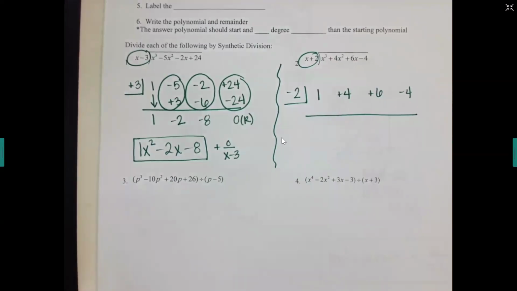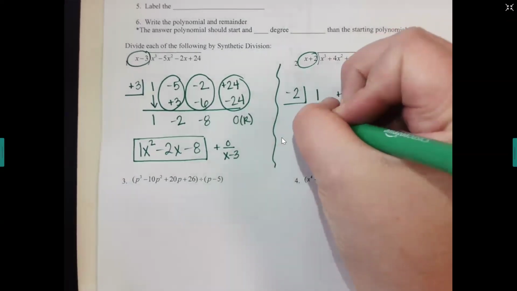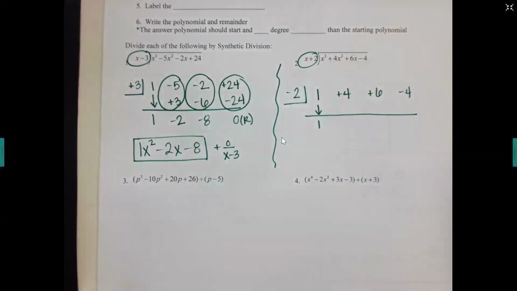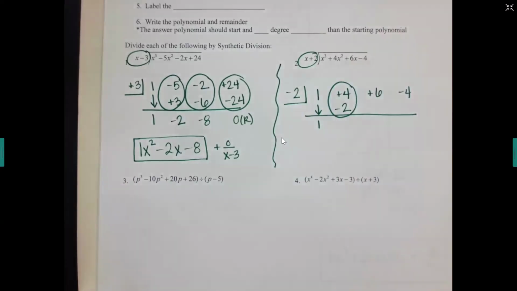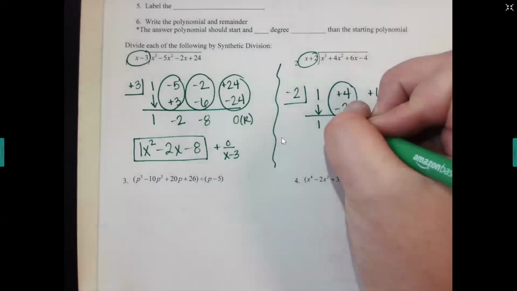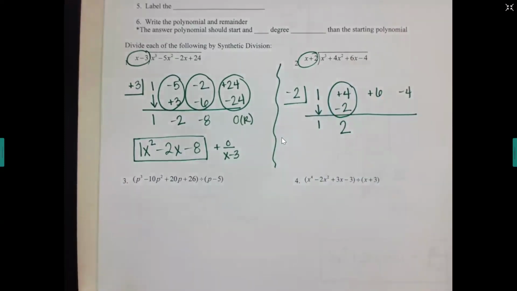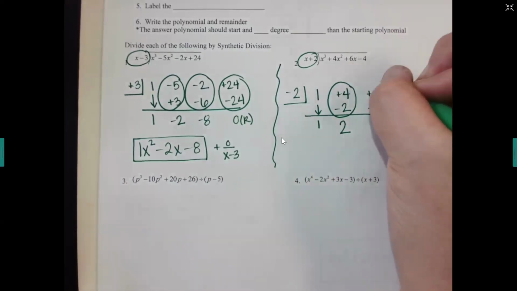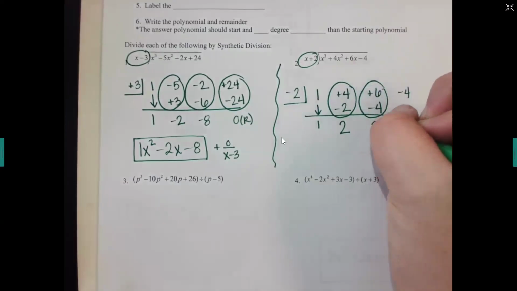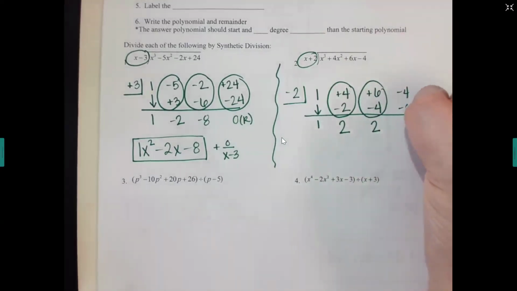What do I do with the first number? Bring it down. Then I times it by the box. What's 1 times -2? -2. Then I'm going to combine that with the +4. 4 added with the -2 leaves me with 2. Multiply with the box. 2 times -2 is a -4. 6 minus 4 is 2, times -2 is.